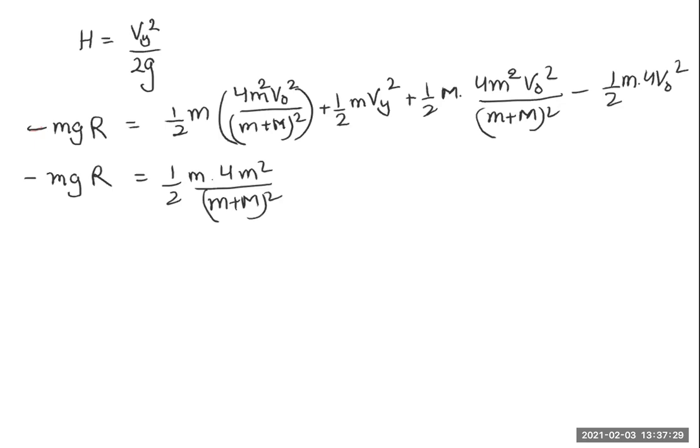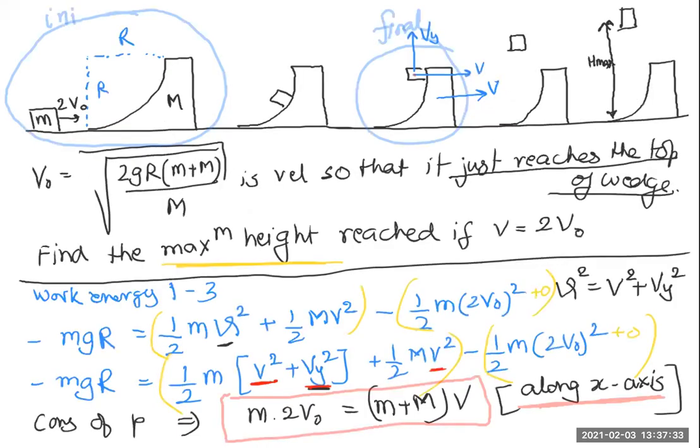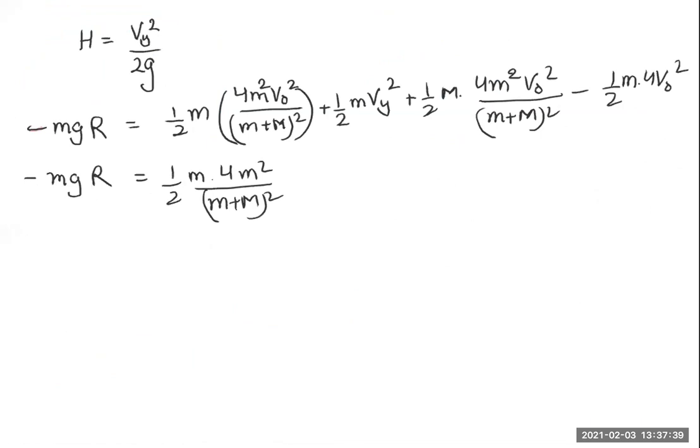Okay, so the value of v naught we have calculated earlier, in the last question: root 2 GR m plus M by capital M. So this will be equal to root 2 GR, root 2 GR, the root will not remain, it becomes a square, m plus M upon capital M plus half m vy square, right?